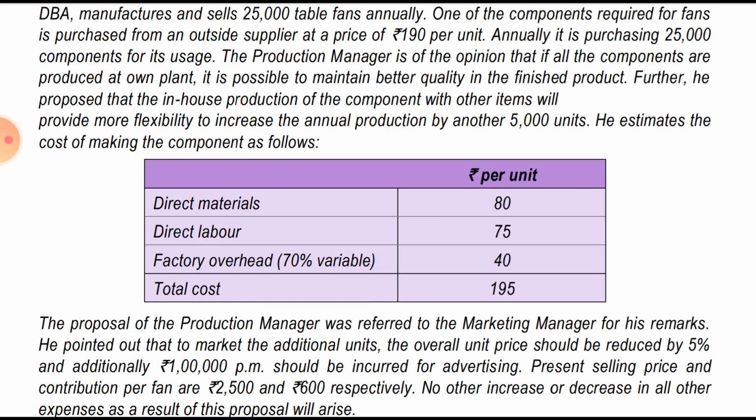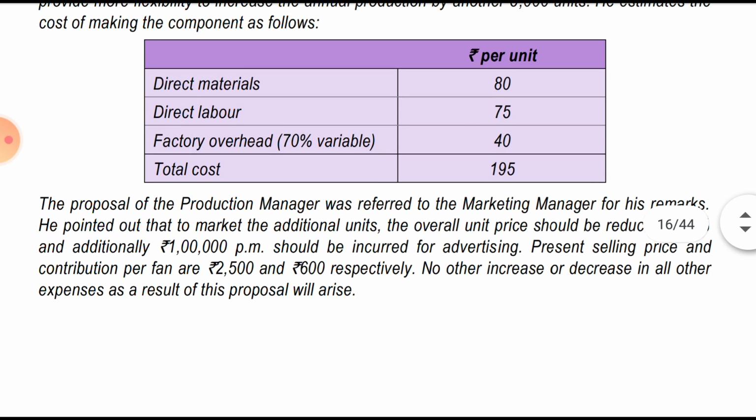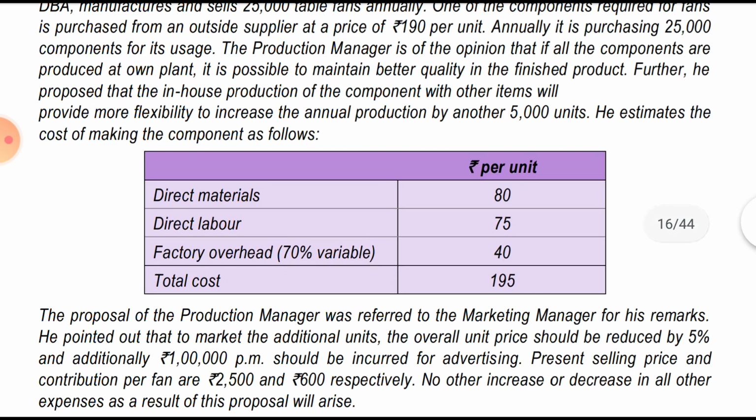He estimates that the cost of making the component is: direct material 80, direct labor 75, factory overheads, of which 70% is variable, is 40. So 40 into 70% is 28. Overall cost without fixed cost will be 195 minus 12, which is 183. I calculated in reverse, deducting the fixed cost of 12, it comes to 183, and we are purchasing at 190, so we are incurring an additional 7 rupees on purchasing, and if we manufacture, we will incur a cost of 183.